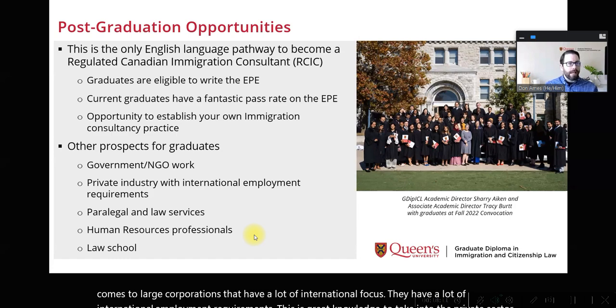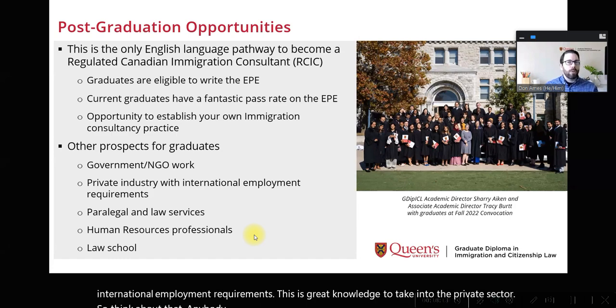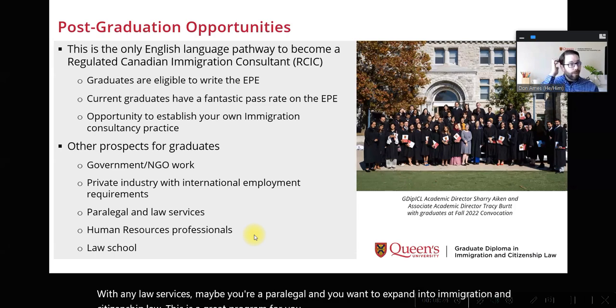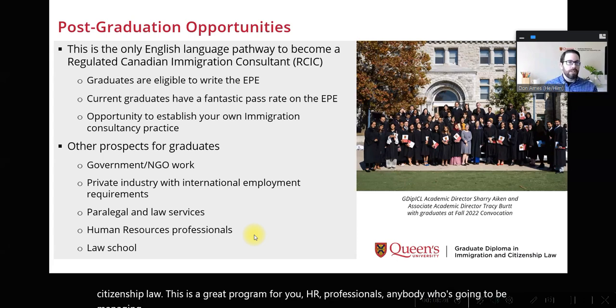So think about that. Anybody who wants to continue on with any law services, maybe you're a paralegal and you want to expand into immigration and citizenship law, this is a great program for you. HR professionals, anybody who's going to be managing employment and labor relations or recruitment and selection who need to know about immigration law or the requirements for visa applications, things along those lines.